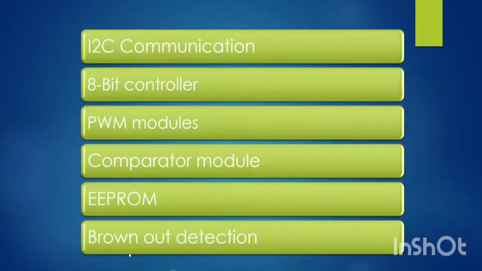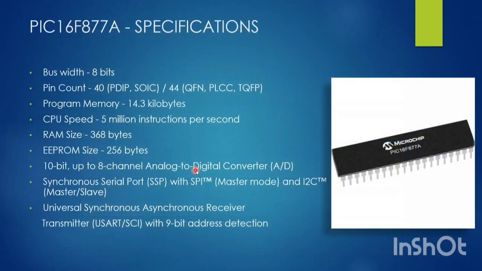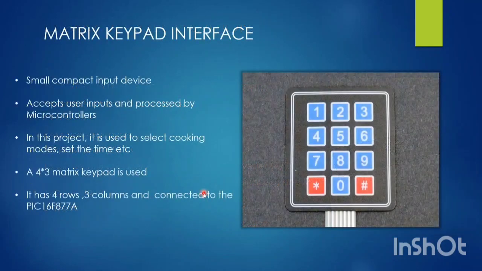Next, these are some of the features of the microcontroller we are using here. It supports I2C communication. Comparator modules are present. EEPROM is there, and these are the features. About the specification, I'm not going deep into this part because we don't have enough time for that. Its bus width is 8-bit, pin count is 40. All the information is given in the slide, the specification.